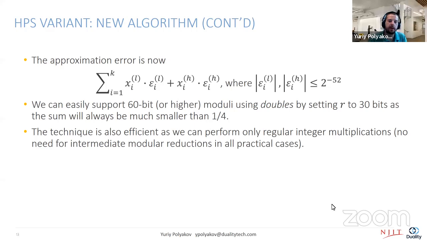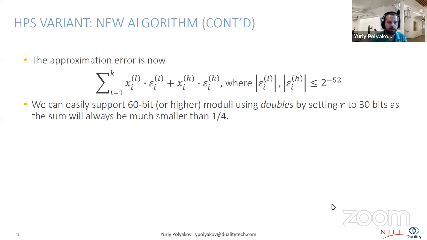And yes, I think it went a little bit too fast. So the approximation error that we get is basically the sum of two errors, and the main difference is that xi low or xi high is basically up to 30 bits in this case. It's very clear that this sum will be substantially less than 1/4 for any reasonable choice of moduli that we can support.